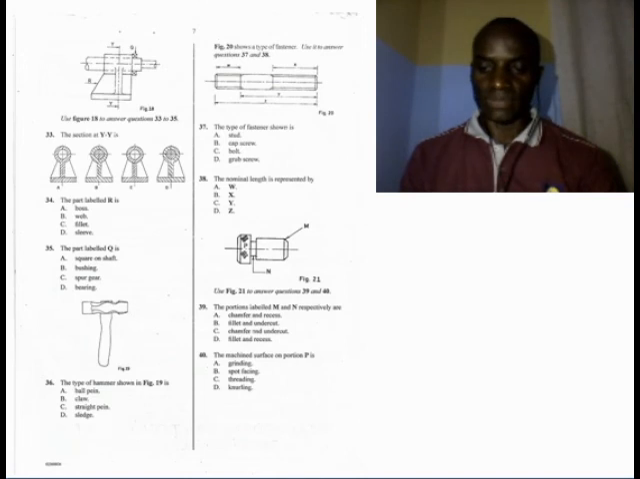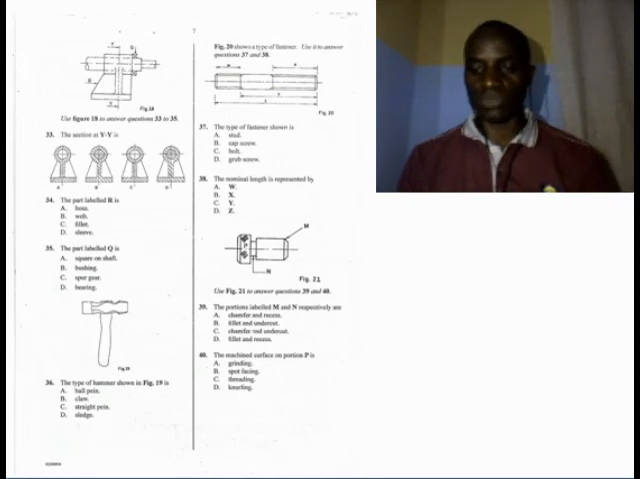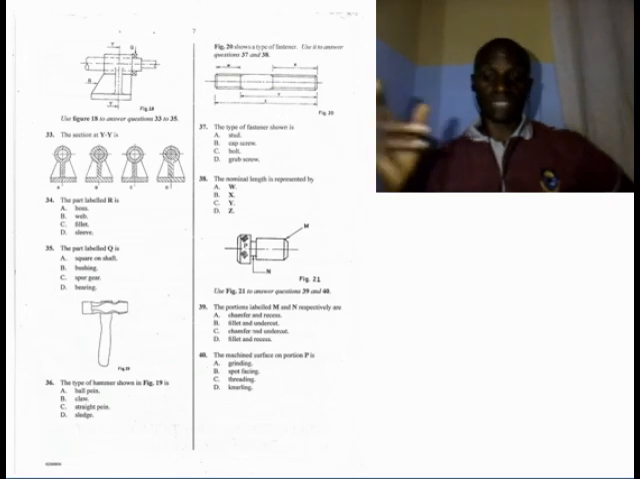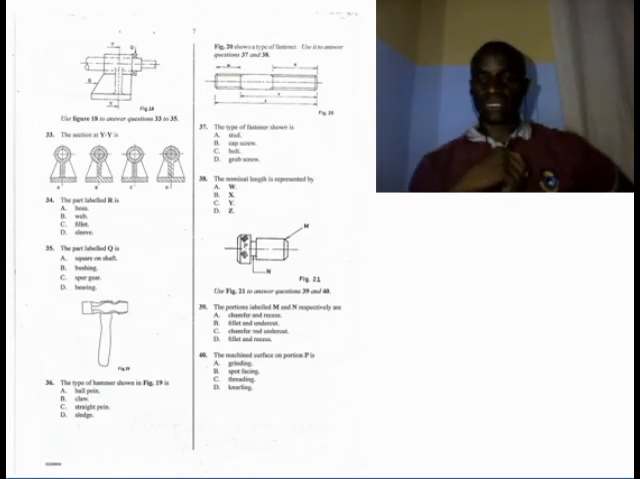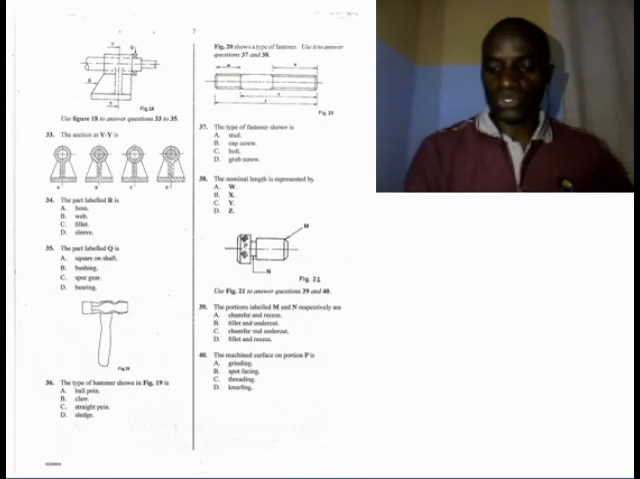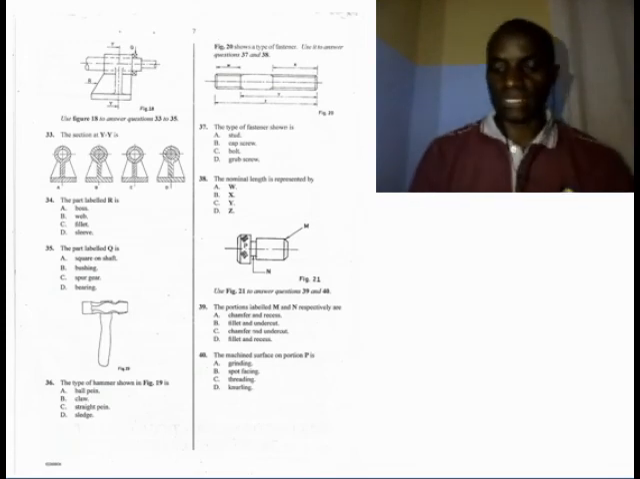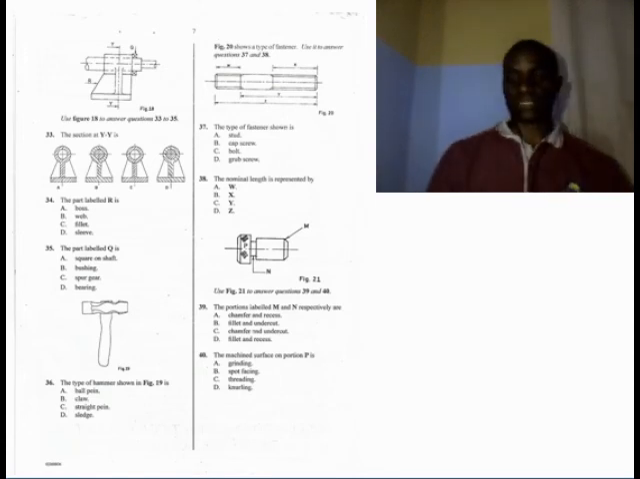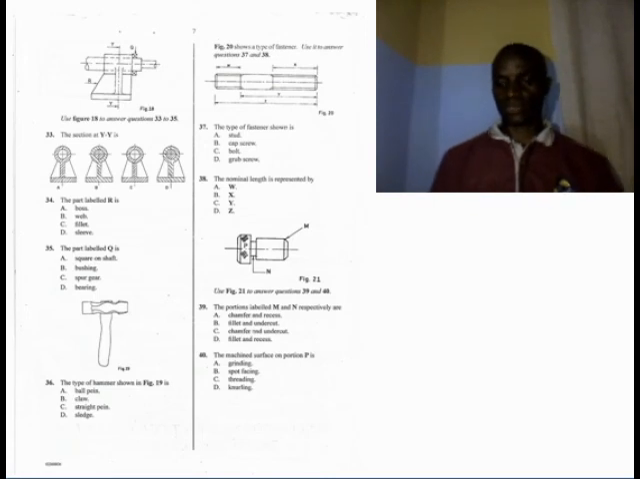Number 37. Figure 20 shows a type of fastener. Use it to answer questions 37 and 38. Question 37. The type of fastener shown is A, stud, B, cap screw, C, bolts, D, grub screw. The answer is stud. A stud normally has threads at both ends. That is what we call a tie rod in vehicles.